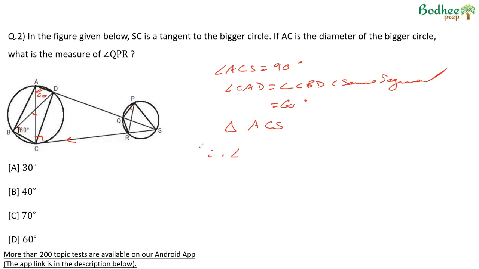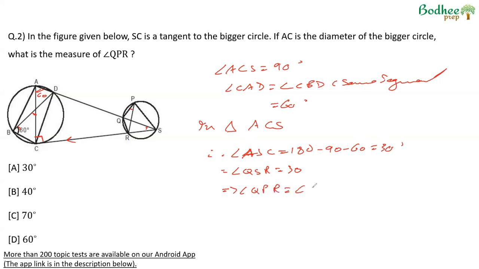ASC should be equal to 180 minus 90 minus 60 in triangle ACS, which becomes 30 degrees. Now, if angle ASC is 30 degrees, this is the same as angle QSR. Also, if QSR is 30, therefore we can say angle QPR will be equal to angle QSR, angles in the same segment.